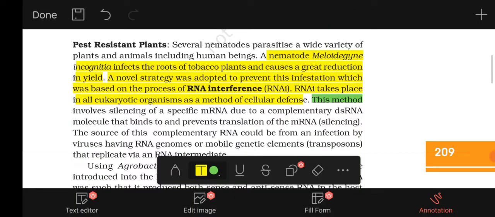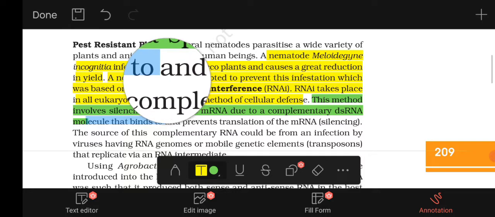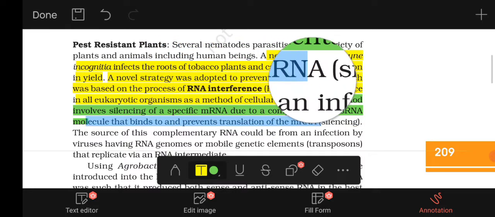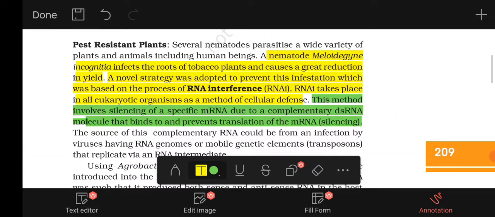Okay, this method involves silencing of specific mRNA due to complementary double-stranded RNA molecules that bind to it and prevent the translation of mRNA, causing its silencing. This is called RNA interference.